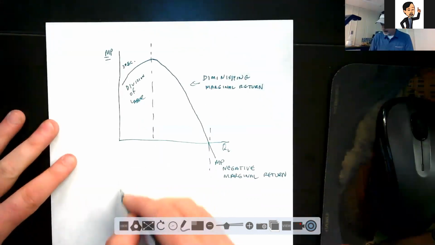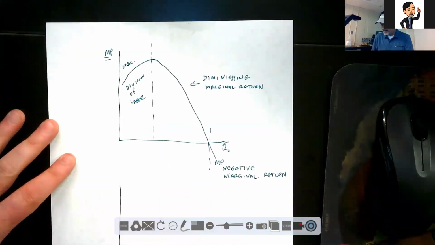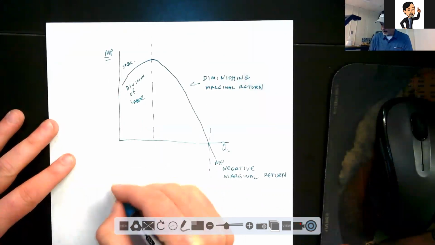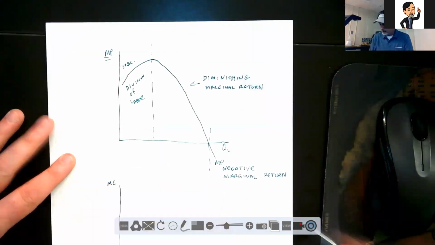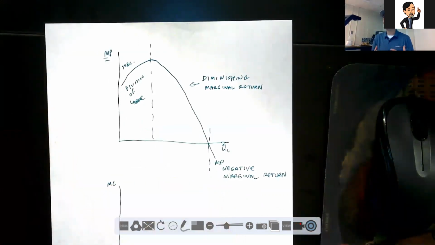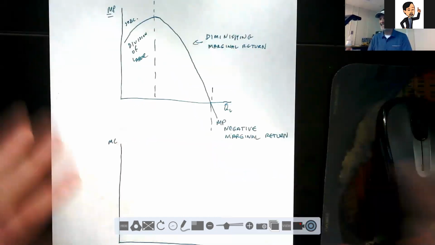And in our world of the perfect packet staple company, that which we enjoyed so much, we then took that marginal product curve and we turned it into a marginal cost curve, right? As your workers become more and more and more productive, the output they produce costs you less and less and less.